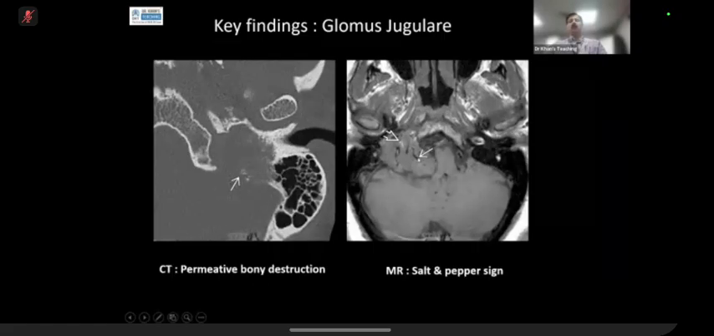which appear as low signal. Salt and pepper sign on an MR, on a non-enhanced T1. Same thing you can see in carotid sheath, as I have told you. And on a CT scan, you can see this bony destruction. Okay, thank you, candidate 3. Is candidate 4 with us?